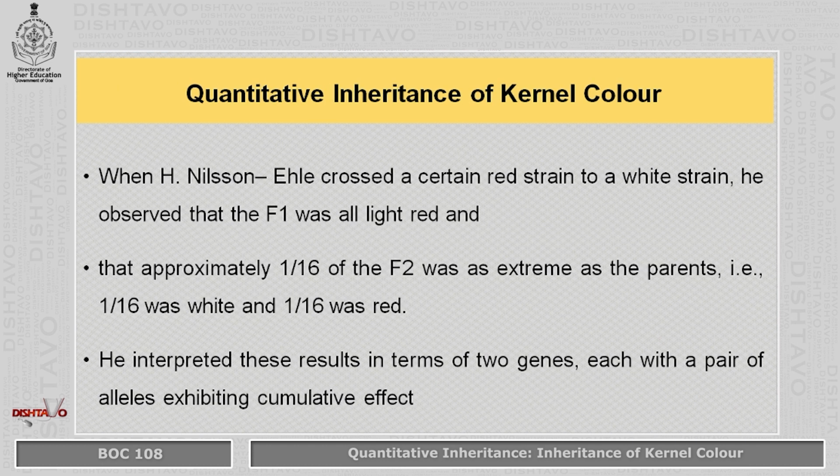When H. Nilsson L. crossed a certain red strain with a white strain, he observed that in F1 he obtained all the offspring which were light red in color. And when he self-bred the F1, in F2 he observed that 1/16th of the F2 was like the extreme of the appearance. That means 1/16th was white and the other 1/16th was red. He interpreted these results in terms of two genes, each with a pair of alleles exhibiting cumulative effect.